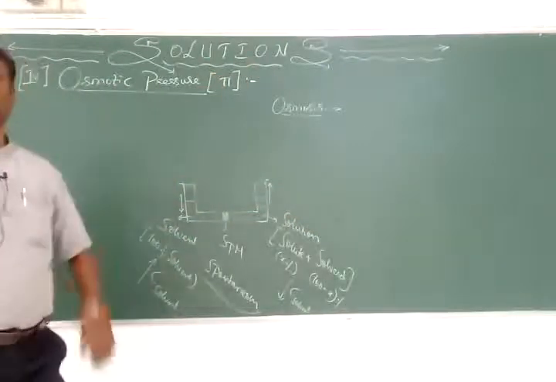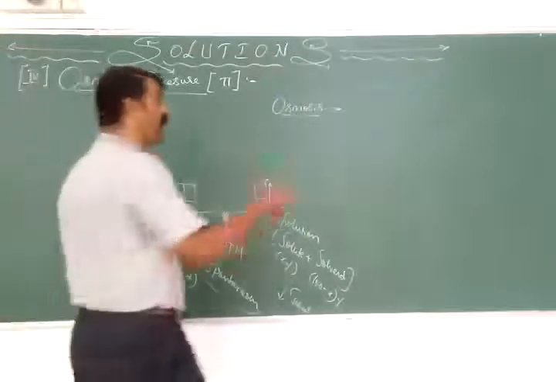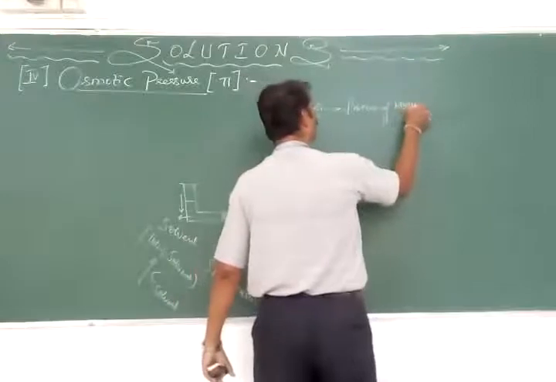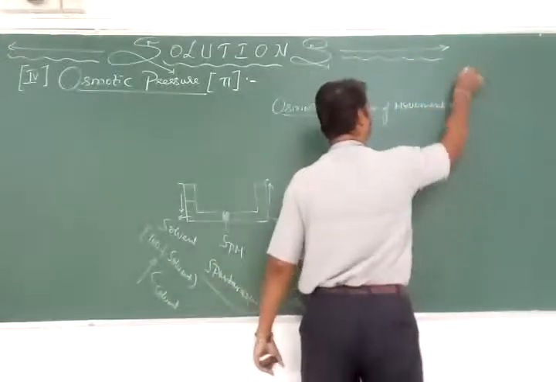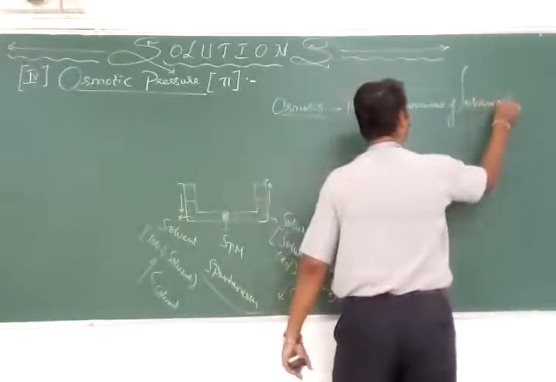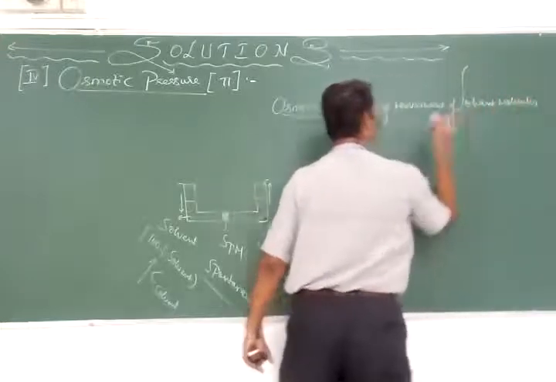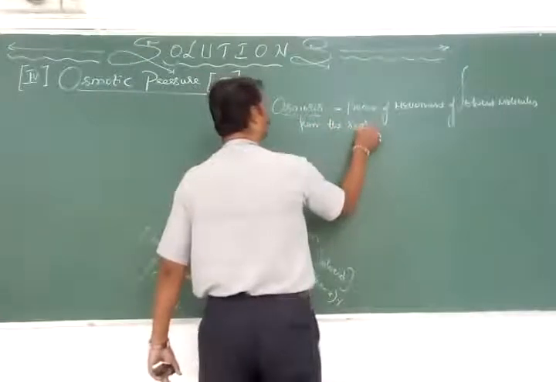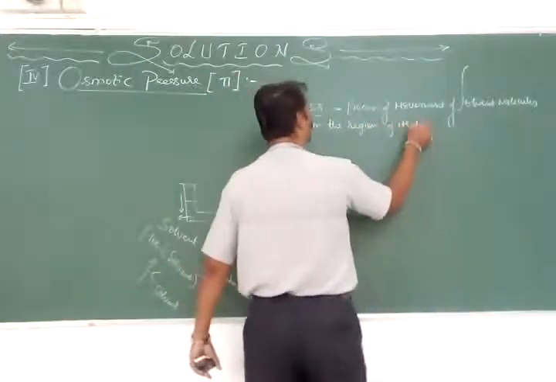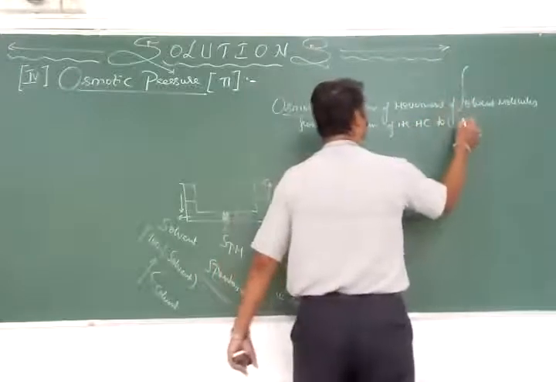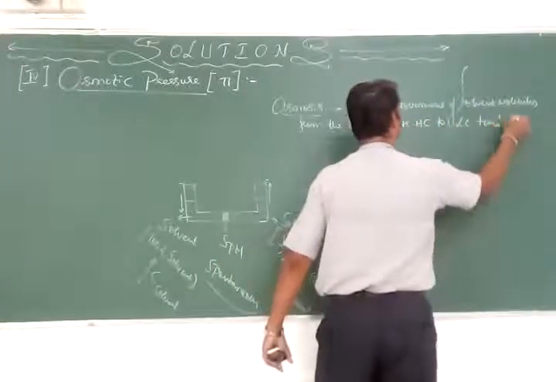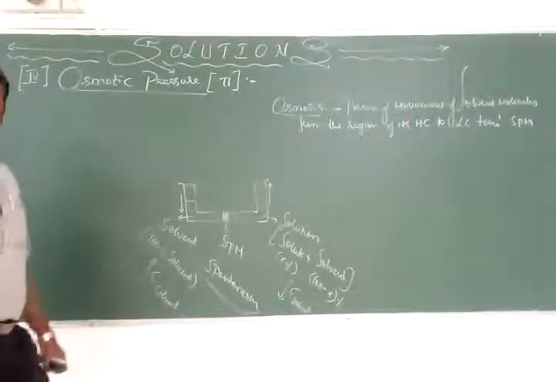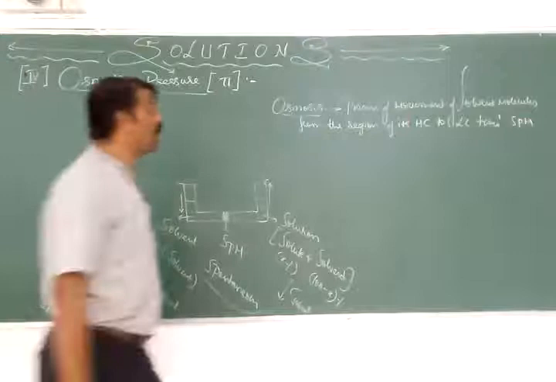The process is called osmosis. It is the process of movement of the solvent molecules from the region of higher concentration to lower concentration through SPM. What is SPM? Semi-permeable membrane. Or I can define this also.